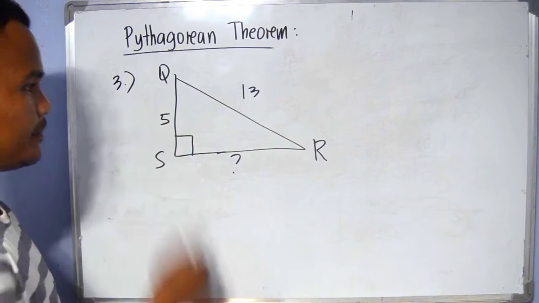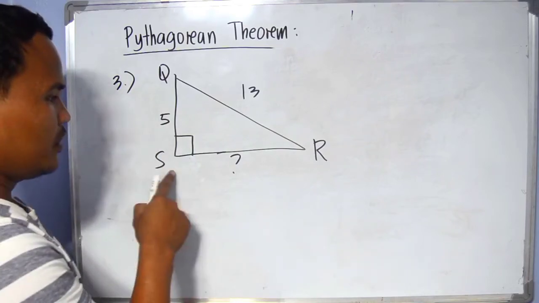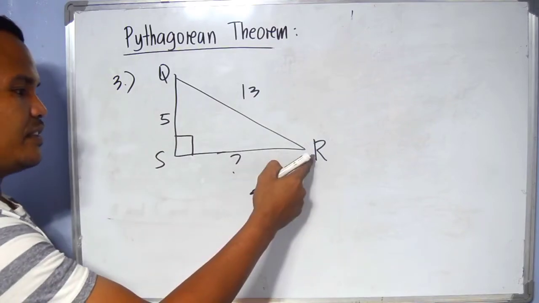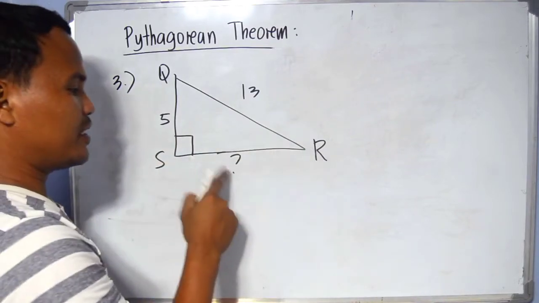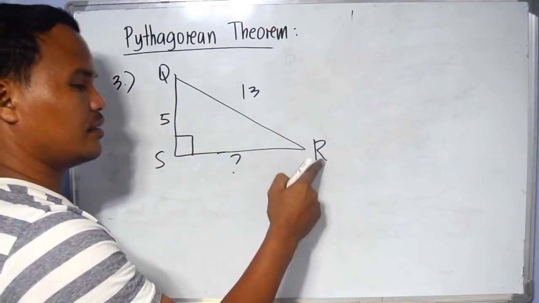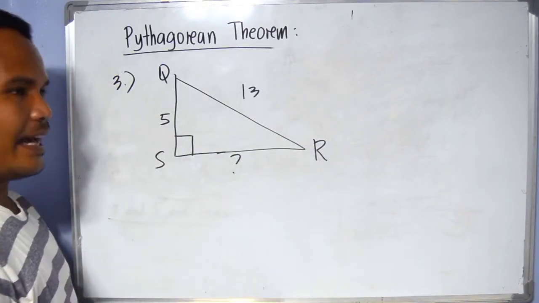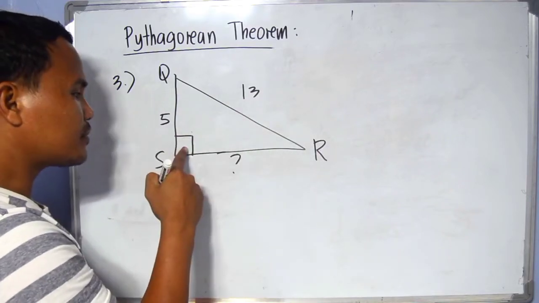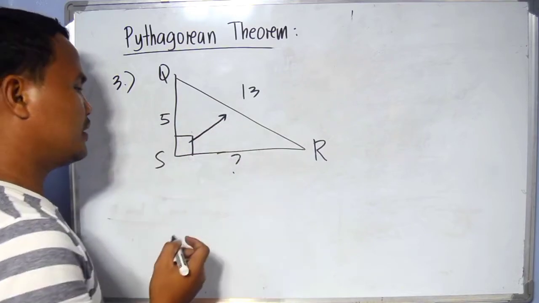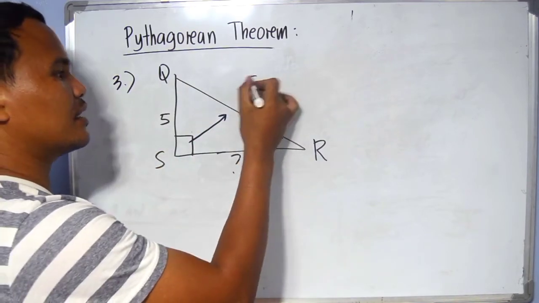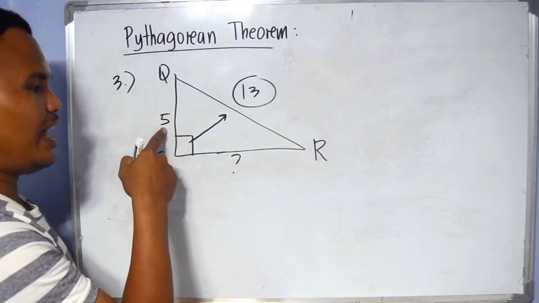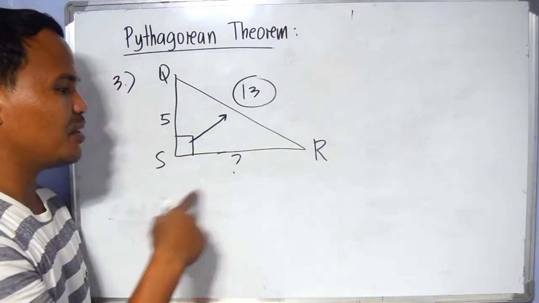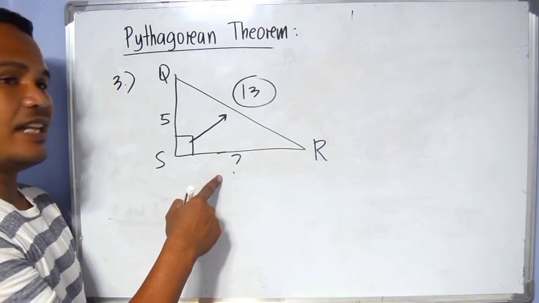Another example, number 3. We are asked to find the unknown value, which is the length of RS, or SR. Again, if you observe, here is our right angle. The side opposite the right angle measures 13, and one of the legs is 5. So we are asked to find the measure of one of the legs.